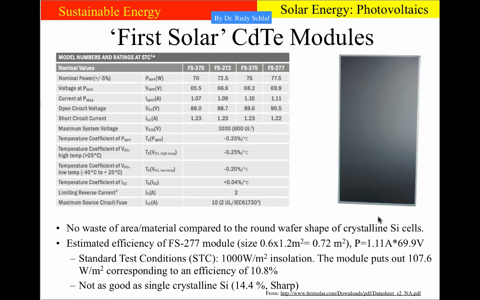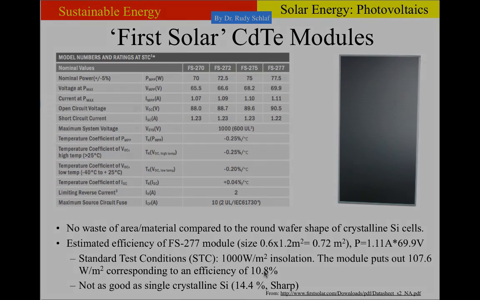I tried to calculate the efficiency of this panel. Somewhere on their website they gave the size of the FS277 model that is shown here. It has an area of 0.72 square meters. Based on the output power and assuming the standard 1000 watts per square meter insolation, we can calculate that this module puts out 107.6 watts per square meter, and that corresponds to an efficiency of almost 11%.